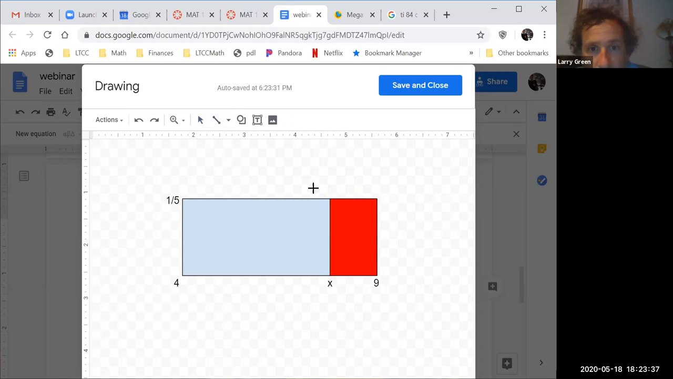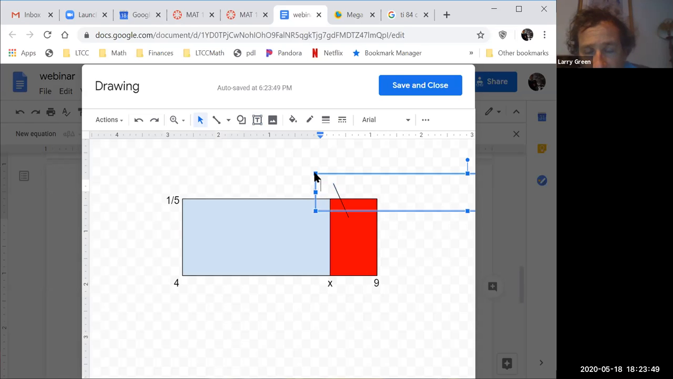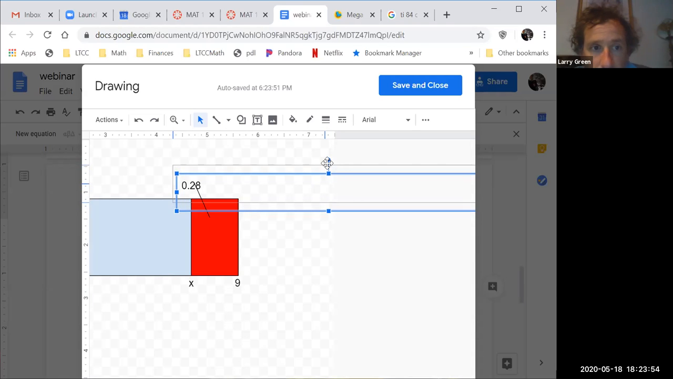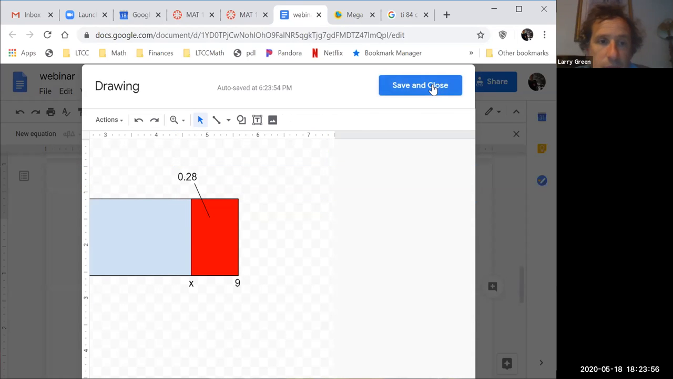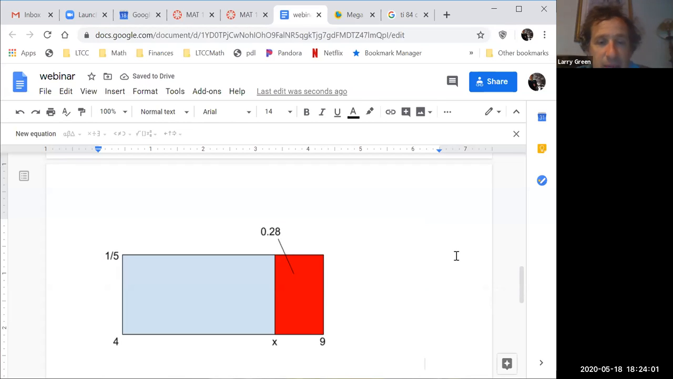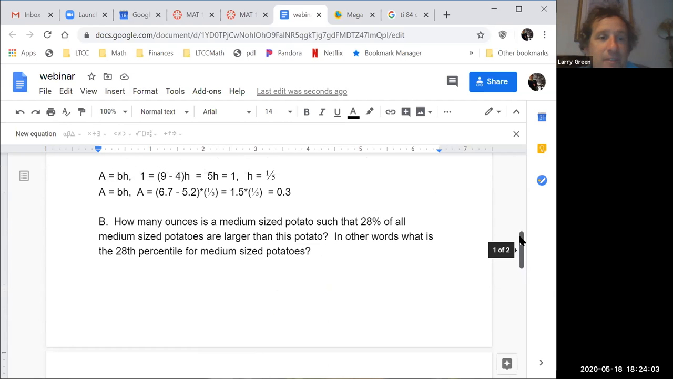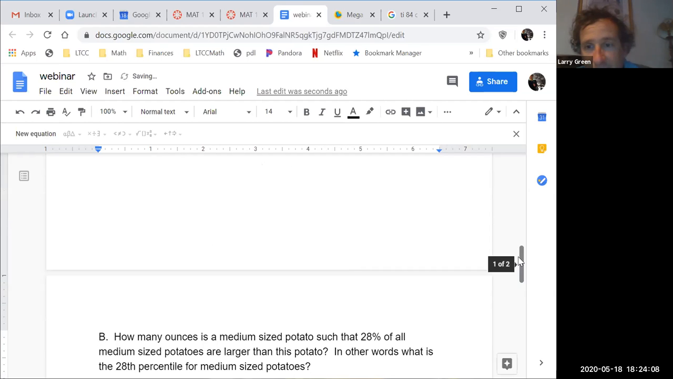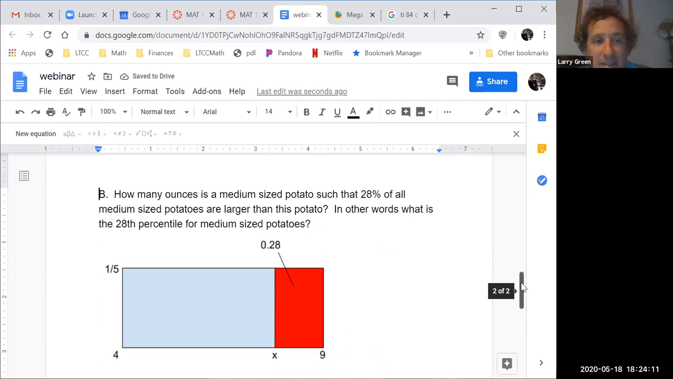We know that the area of this rectangle is 0.28. Okay, so let you know, in a stats class, this will be what you have to do yourself. In this class, you're not expected to do the whole picture yourself. It'll just be given to you. So I'm giving it to you.